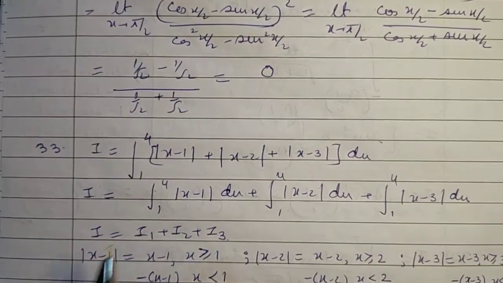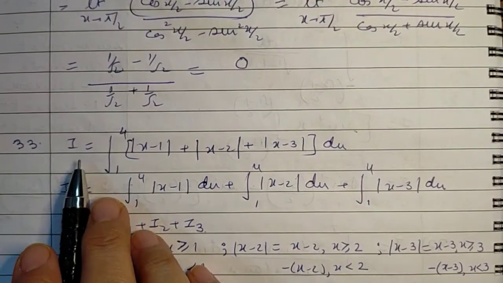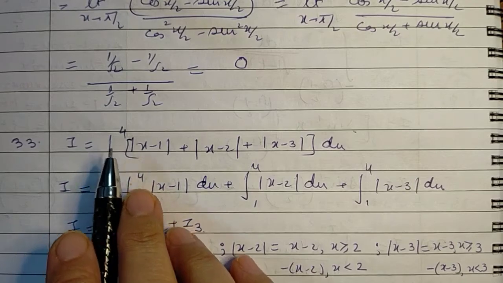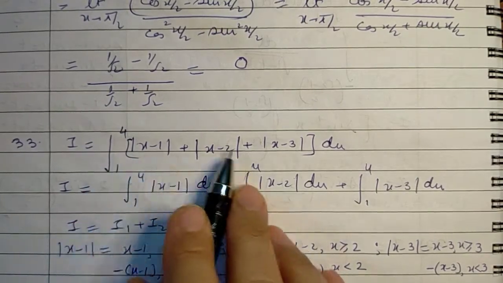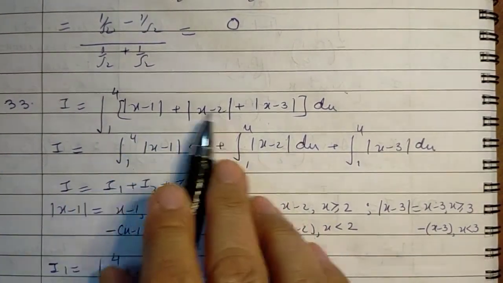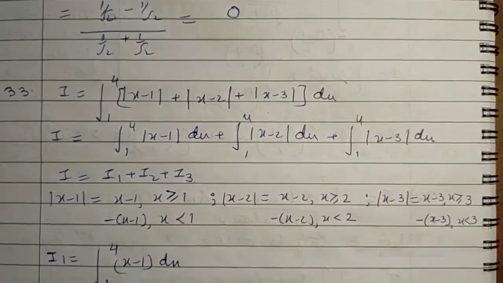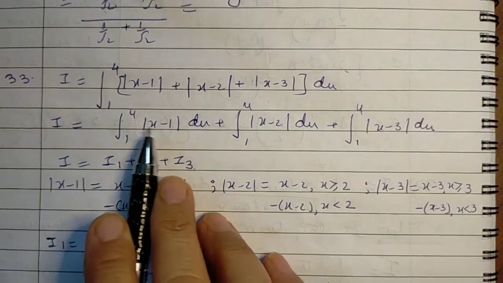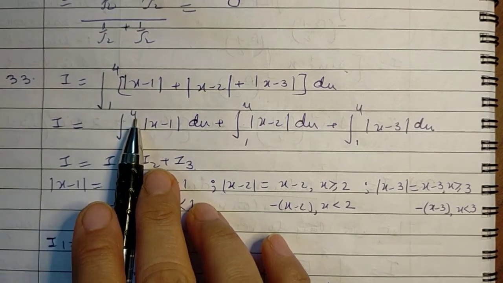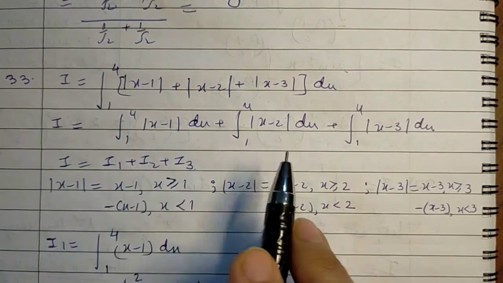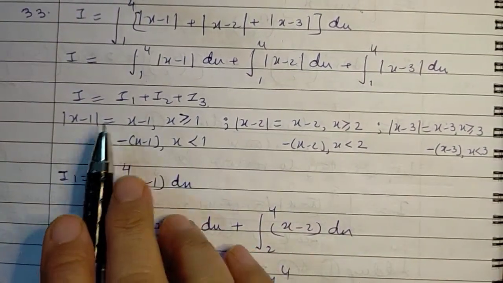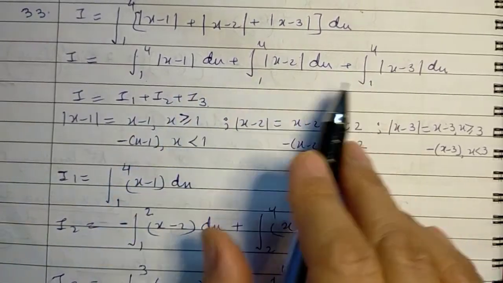Now taking up the last question for today's video, that is question number 33. Integral from 1 to 4 of the sum of 3 modulus functions. The easiest way of doing it is to treat them as 3 different integrals and solve them individually. So just write them as I1 plus I2 plus I3, where I1 is the integral 1 to 4 of mod of x minus 1, I2 is this, and I3 is this. Now redefine all these 3 modulus functions.